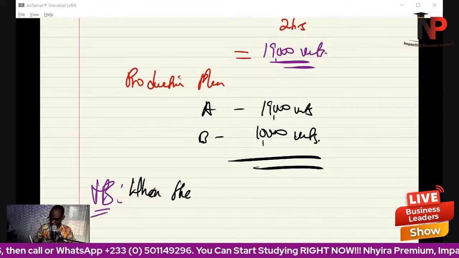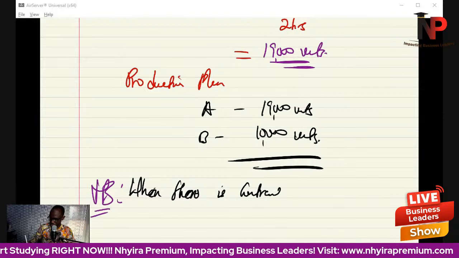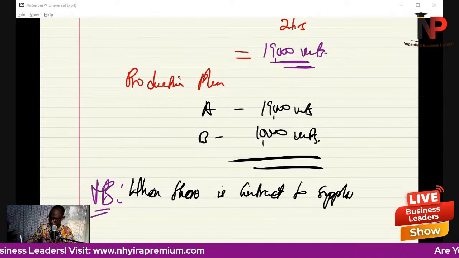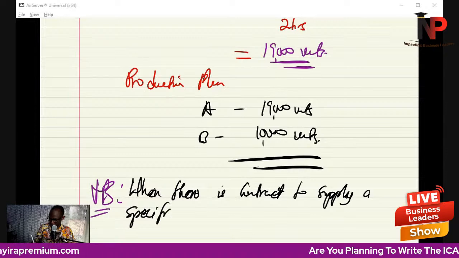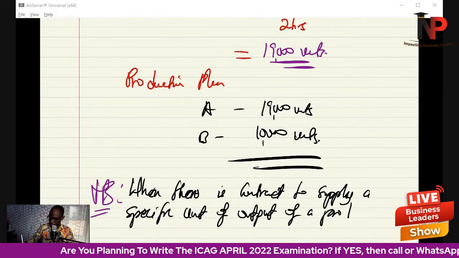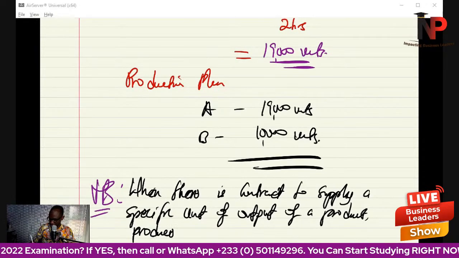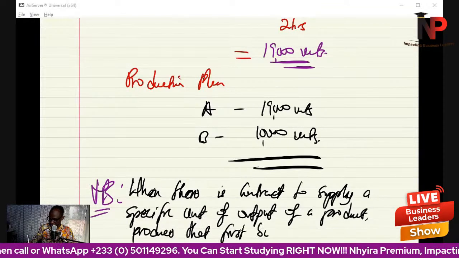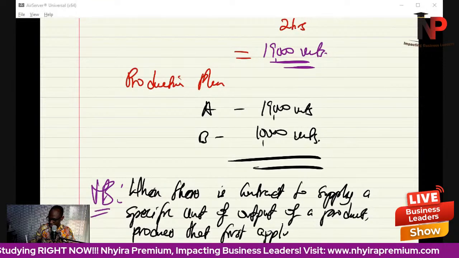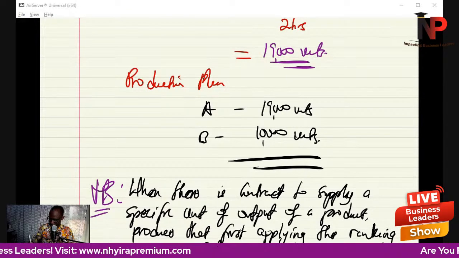Okay, so where there is a contract to sell or to supply a specific unit of output of a product, produce that first before applying the ranking rule. Before applying the ranking rule.